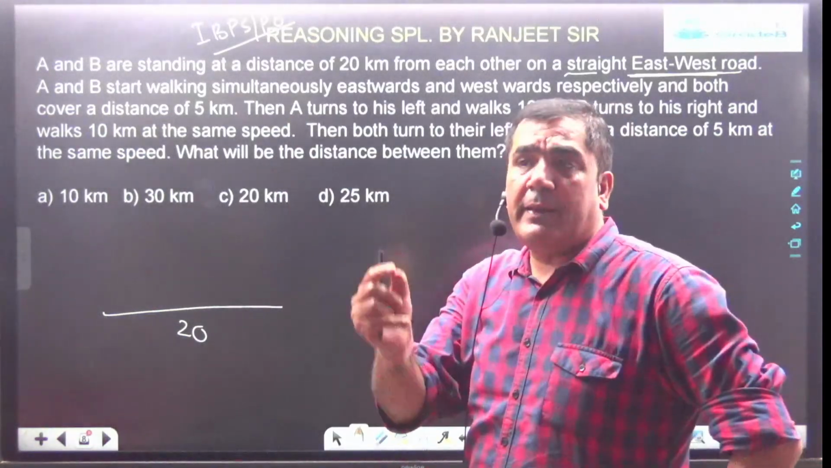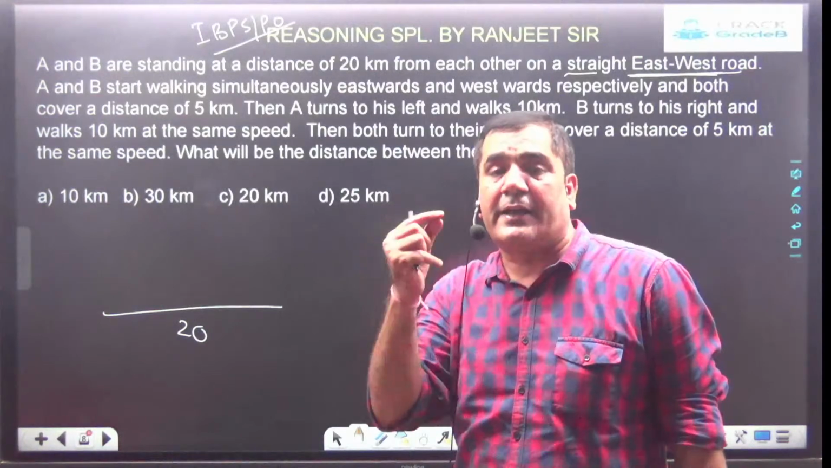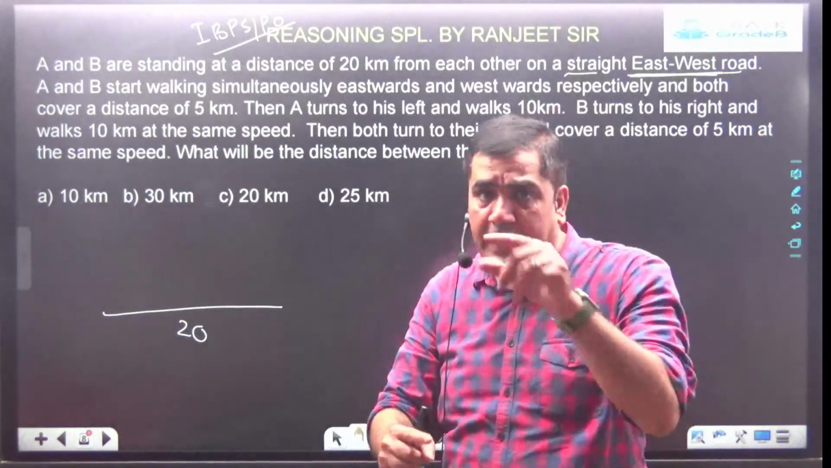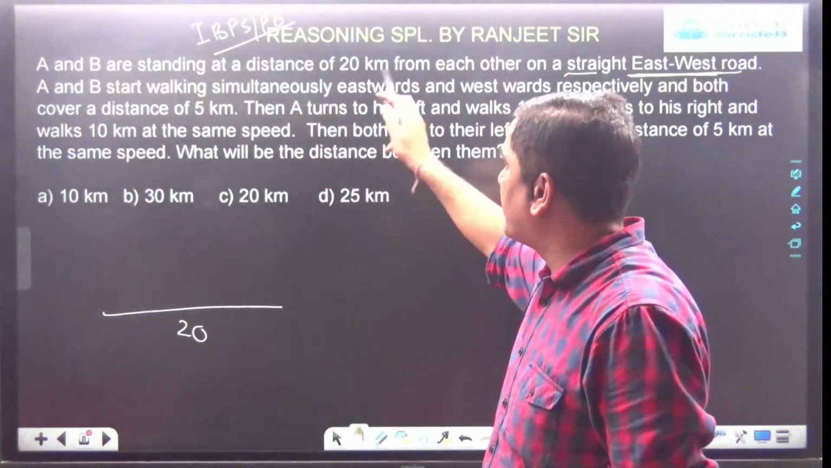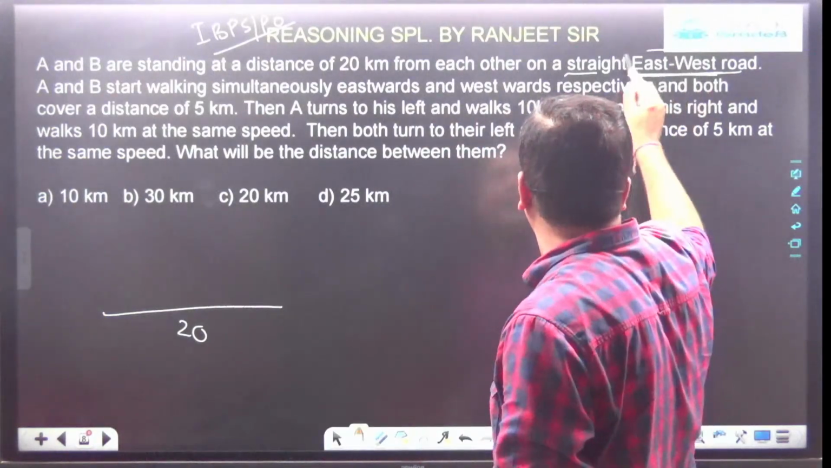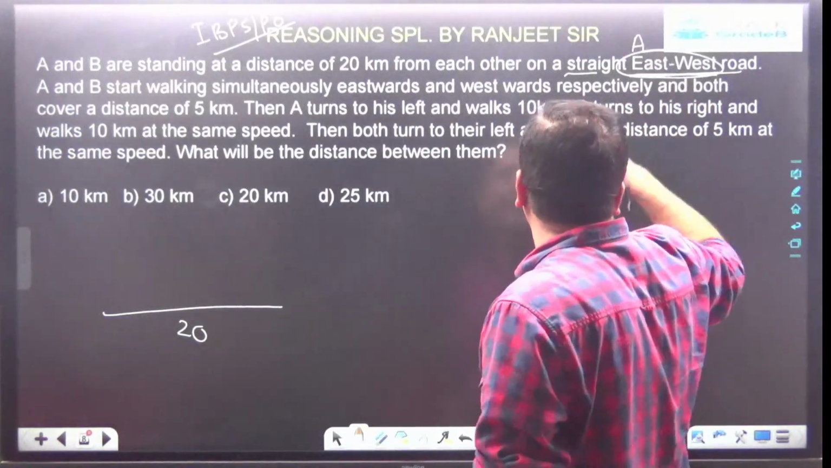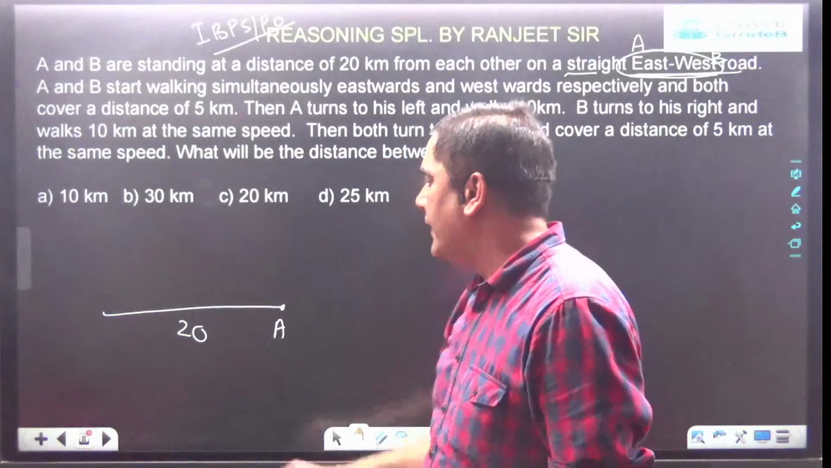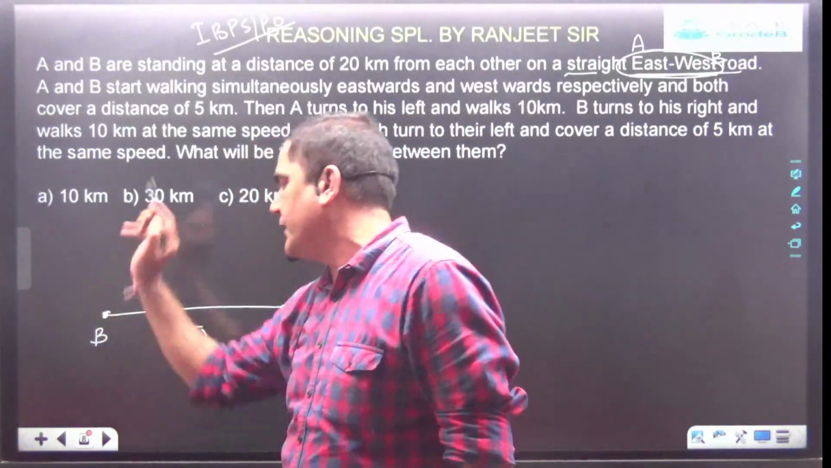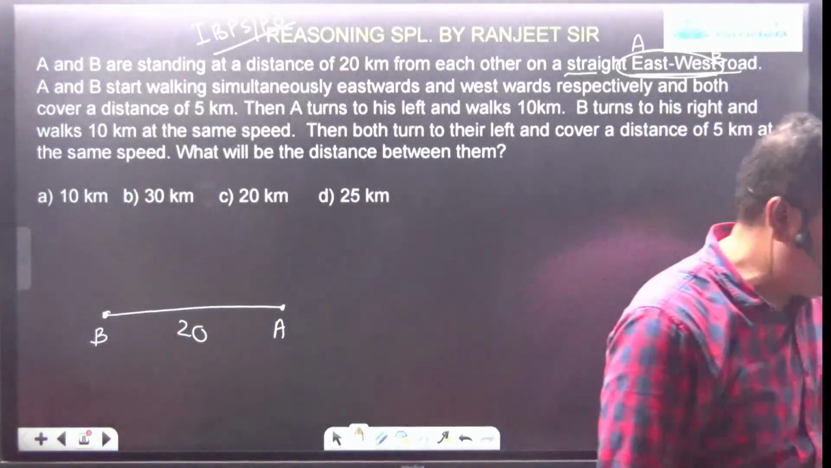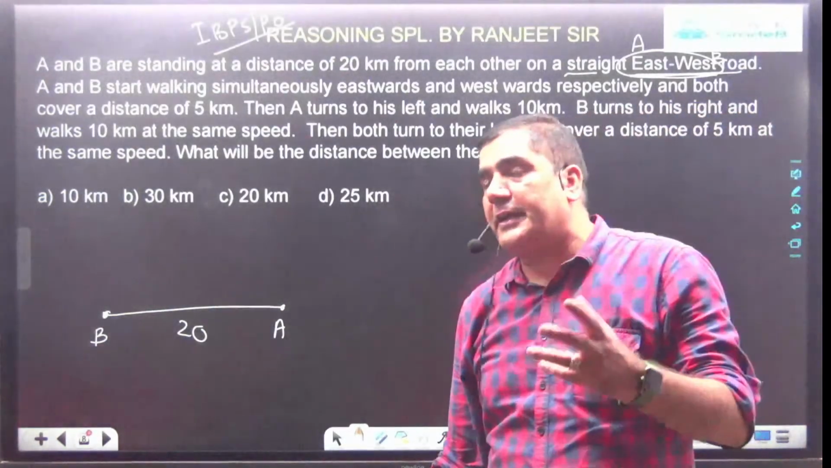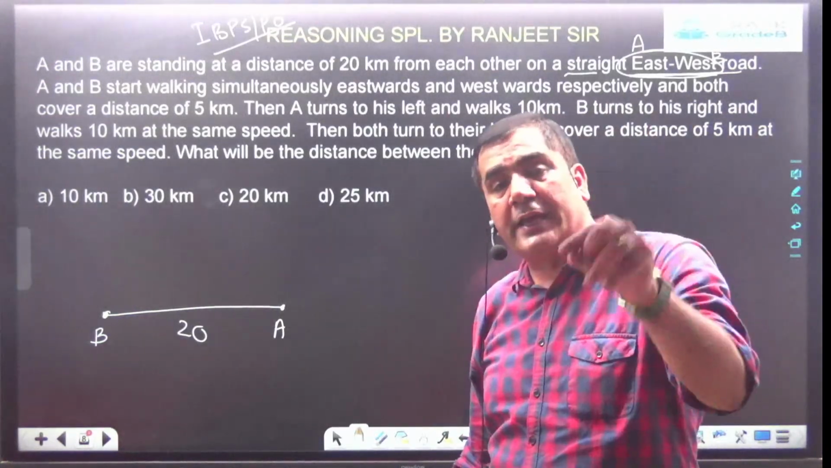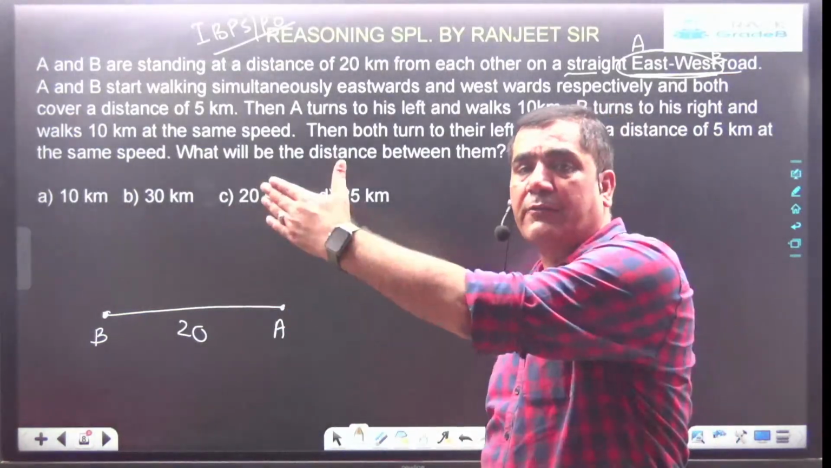So in any problem, if they give the directions in which people are standing, the first direction is meant for the first person and the second direction is meant for the second person. I repeat, if they are saying A and B are standing at a distance of 20 kilometers from each other on a straight east-west road, it means east stands for A and B will be on the west. Means A will be on the east, that is right, and B will be on the west, that is left. Clear? Now you don't have the freedom to select any direction for anyone. Now they have given the compulsion. They have written that A should be on the east. East means A should be on the right, and B should be on the west, which means B should be on the left.